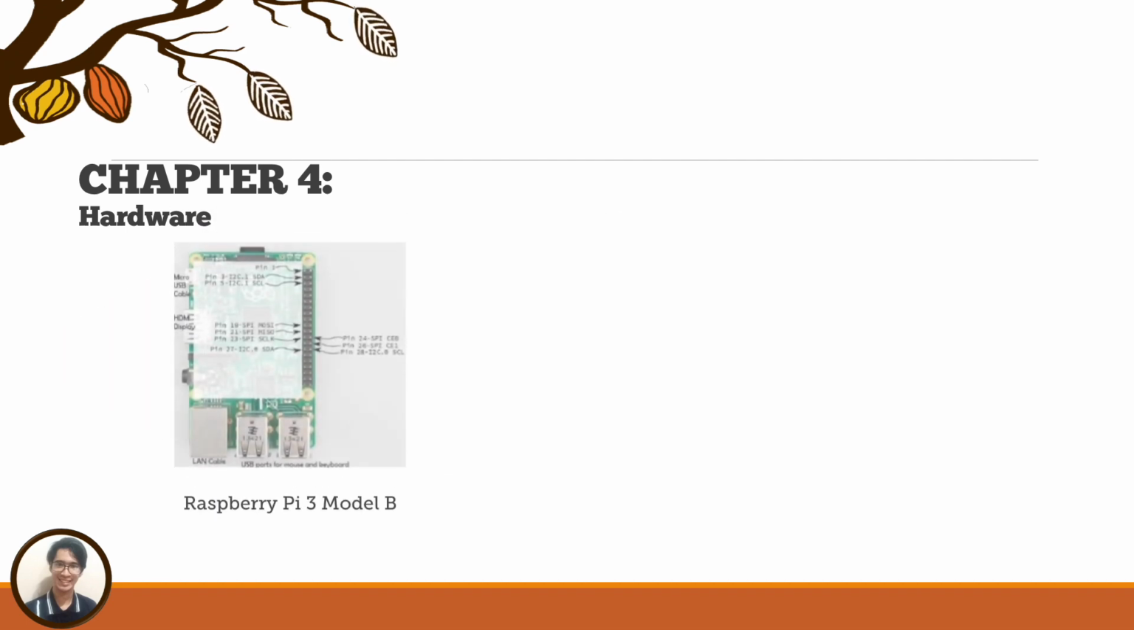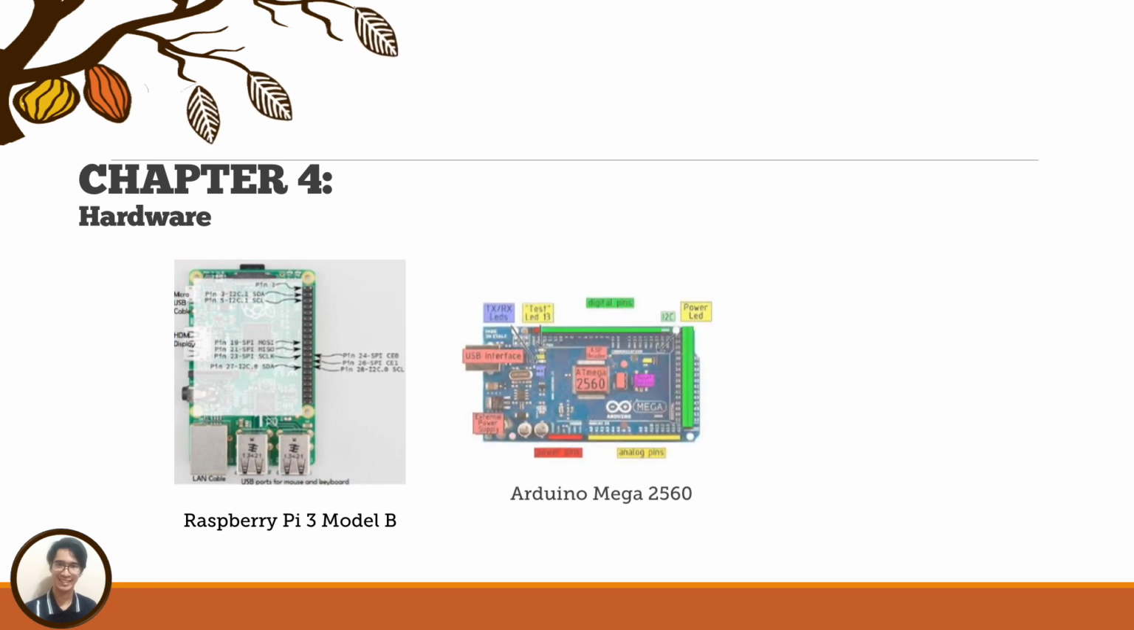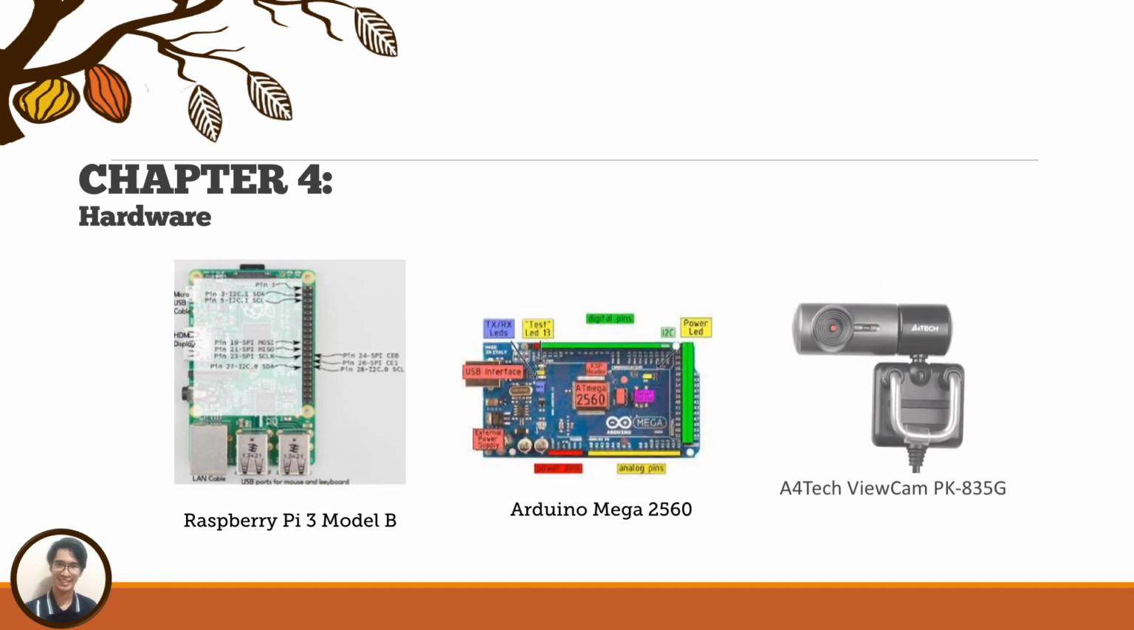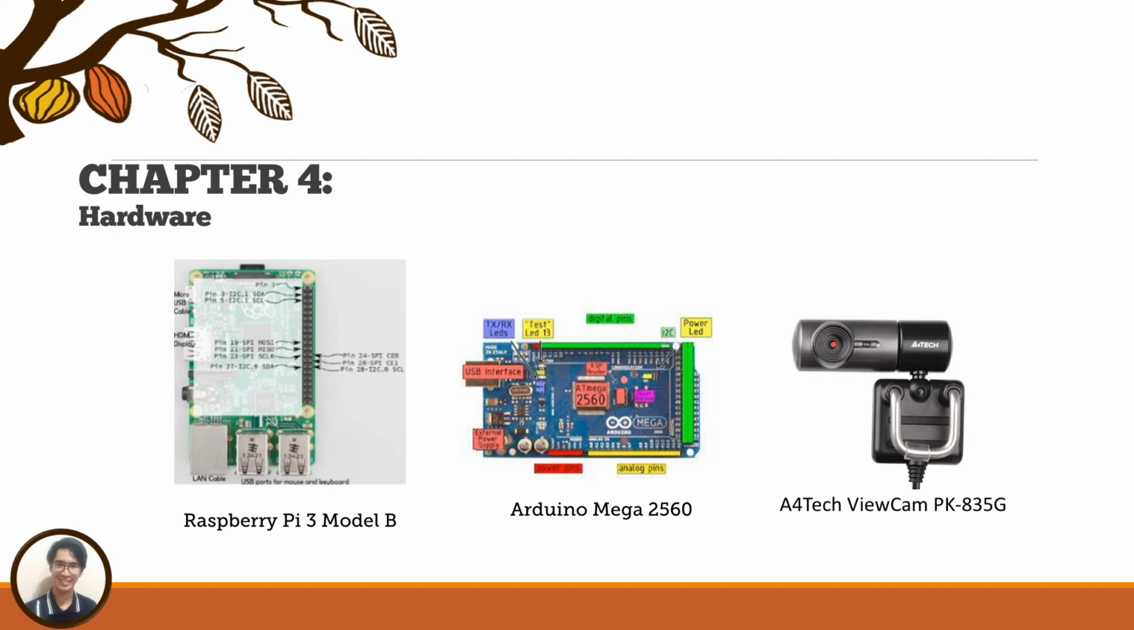Setting that aside, let us now discuss the components used in the project. The first one would be the Raspberry Pi 3 Model B, which serves as the central processing unit of the system, followed by the Arduino Mega 2560, which will receive the incoming data signal from the installed sensors, and next would be the A4Tech ViewCam PK-835G, which serves as the capturing device for the cacao beans, which will be fed to the Raspberry Pi module.